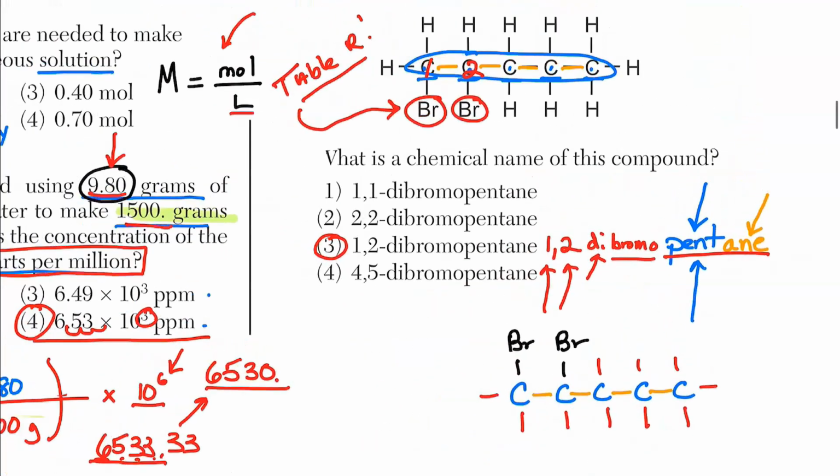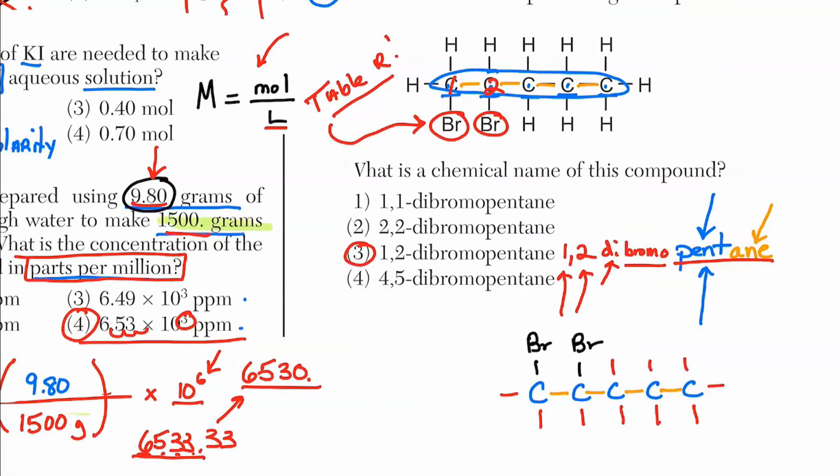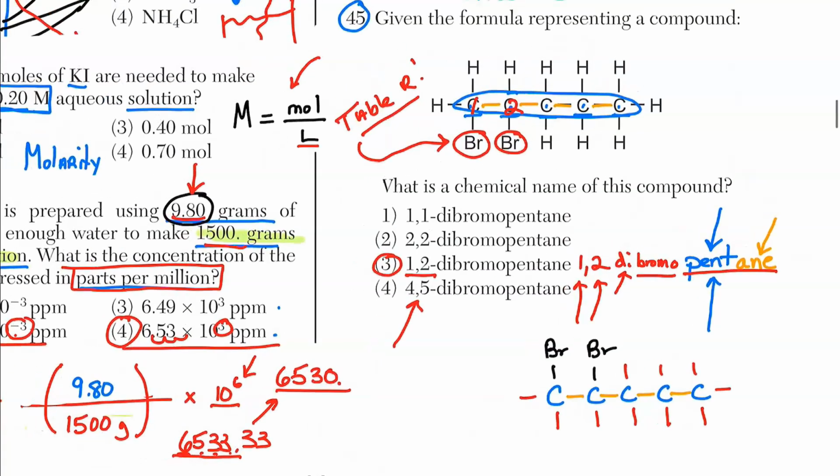Okay, so in any case, 45 is choice 3. Notice there's a choice there with the same name except 4 to 5. And remember, you always go with the lowest number for the adding groups. Okay, so 45 is choice 3.